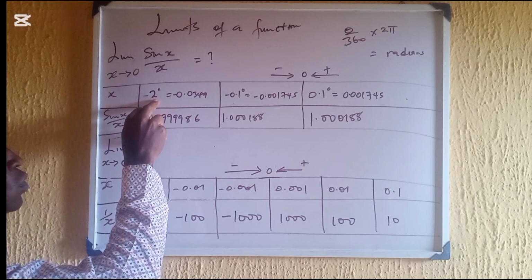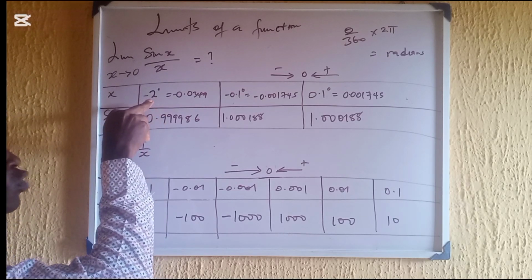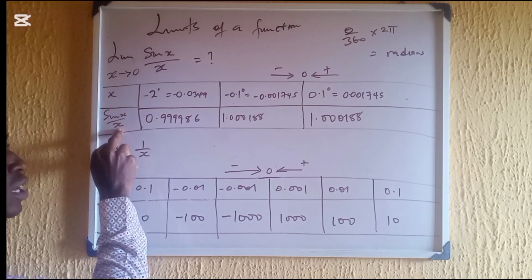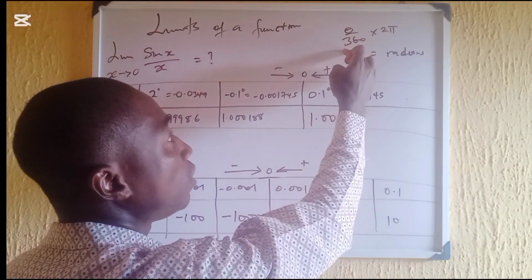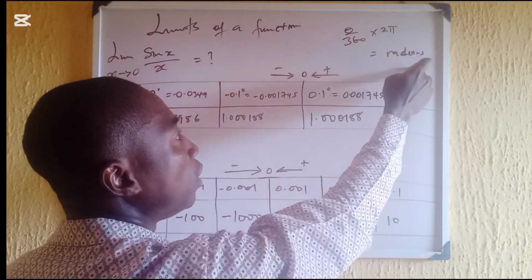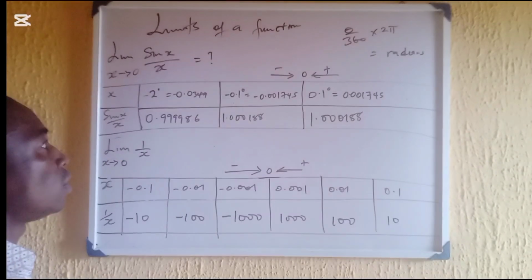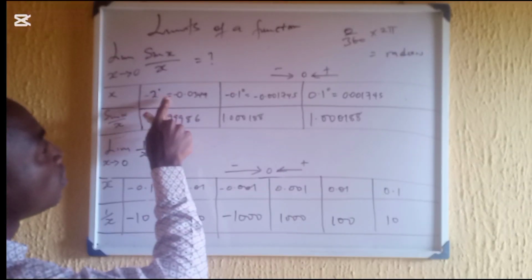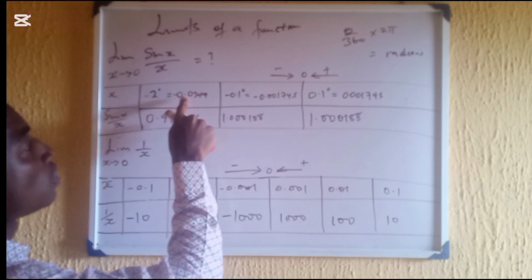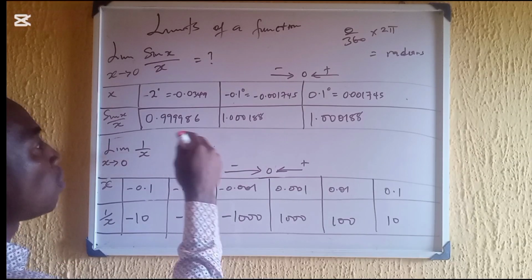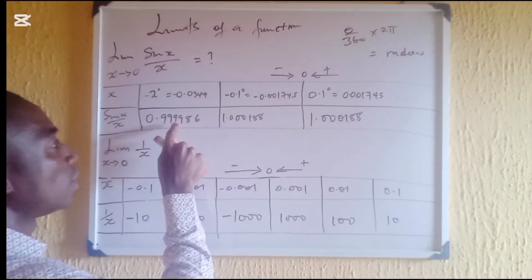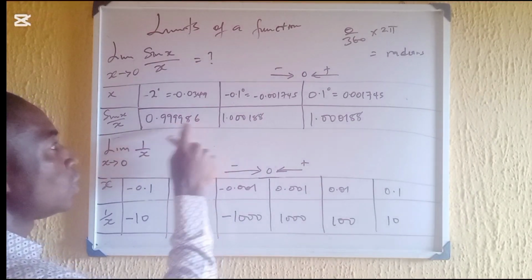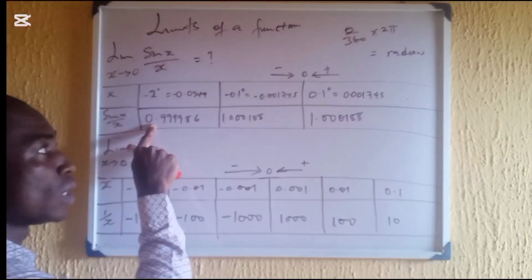So while you use minus 2 for sin x, you use the equivalent, that's in radians, for x. And to convert to radians, you just say theta over 360 times 2 pi. That will give you the equivalent in radians. So minus 2 degrees is equal to minus 0.0349, approximately. So sin x over x is 0.999986. So you can see that this value is almost equal to 1.